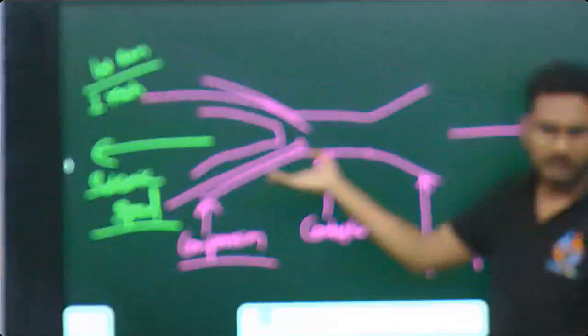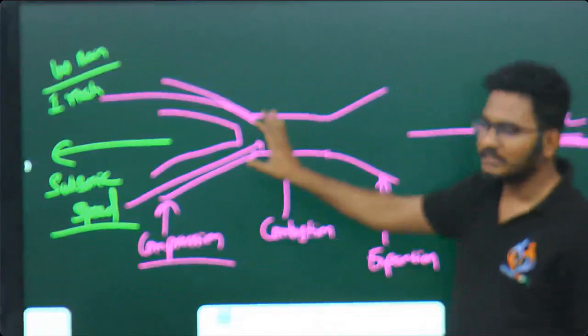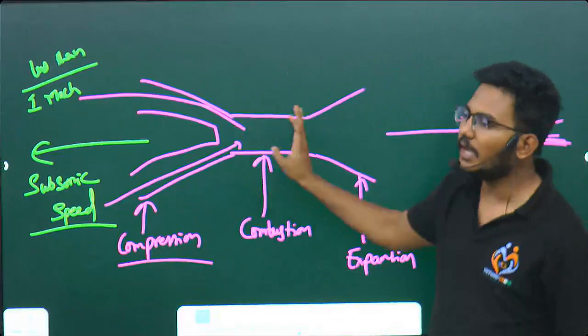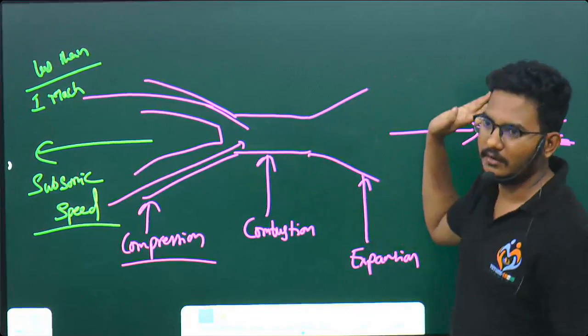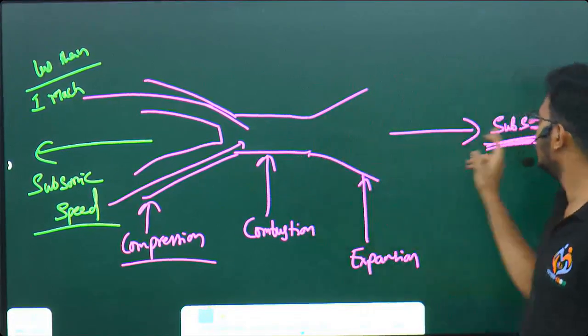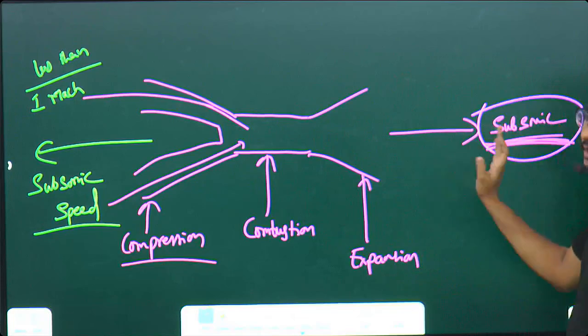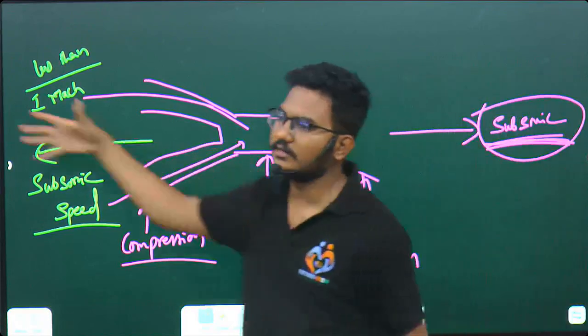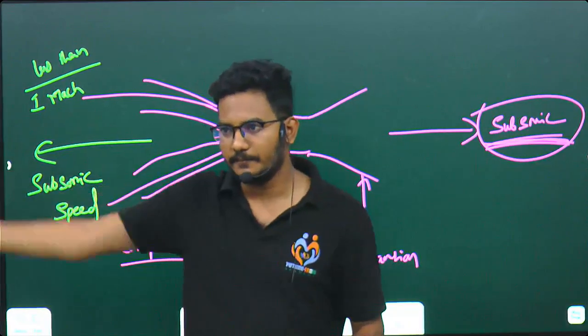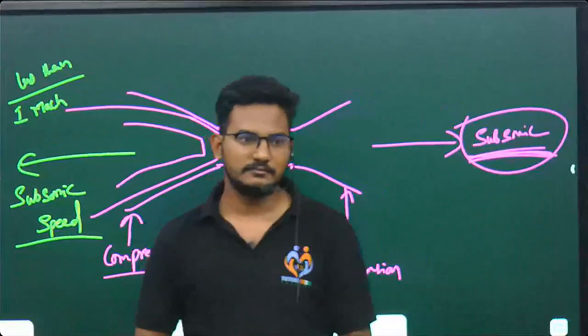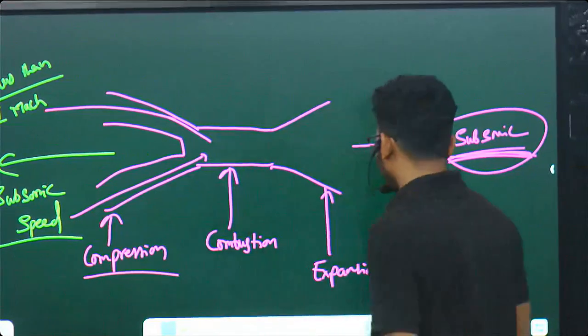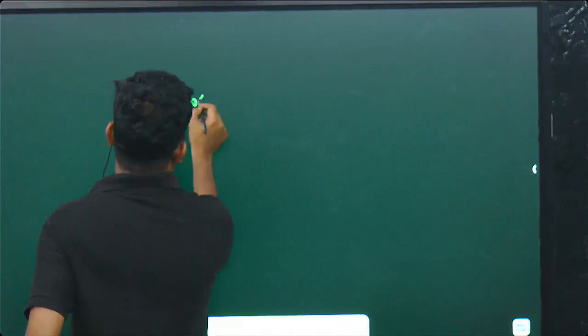We are taking the air, we are compressing the air, and we are mixing that with the fuel, and then we are allowing that to combust and heat. Now once it is burned, we are allowing it to expand. Now it is expanding at a subsonic speed, and obviously the jet will travel at a subsonic speed. Yes, clear? Okay, right now first type, subsonic.